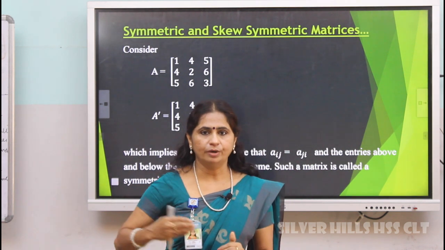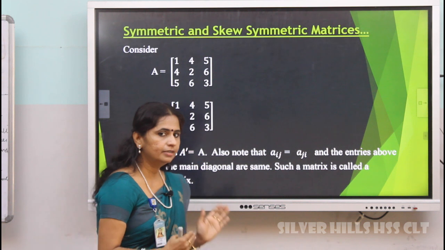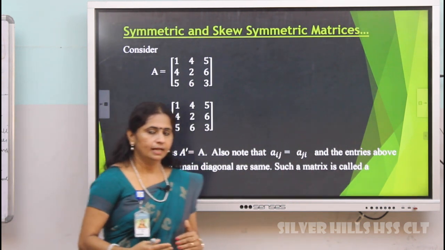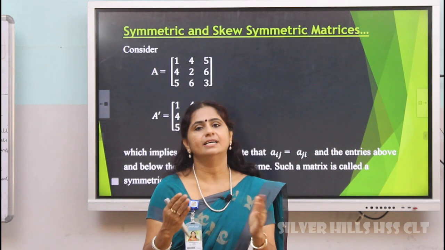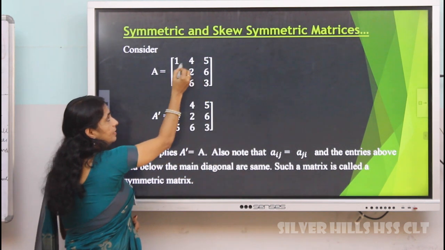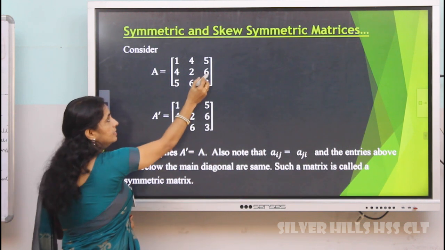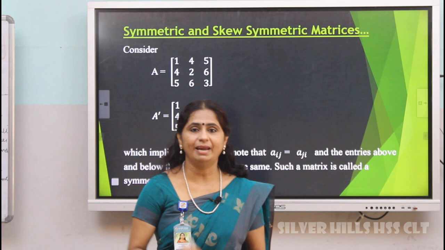Like when we say y squared equal to x, it is symmetric about the x axis. In the same way, here, when you see the main diagonal 1, 2, 3, the entries above the main diagonal and below the main diagonal are the same. You can see that 1, 2, 3, 4 is coming here, here also 4, 5 in this position, here also it should be 5, 6, 6. So the entries are the same above and below the main diagonal.